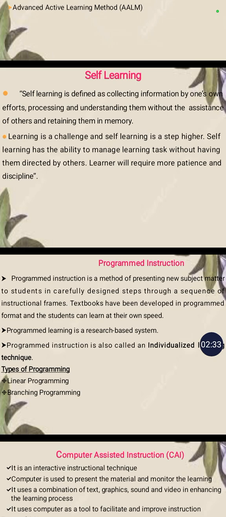Self learning. Self learning is defined as collecting information by one's own efforts, processing and understanding it without the assistance of others, and retaining it in memory. Learning is a challenge and self learning is a step higher. Self learning is the ability to manage learning tasks without having them directed by others. The learner will require more patience and discipline.